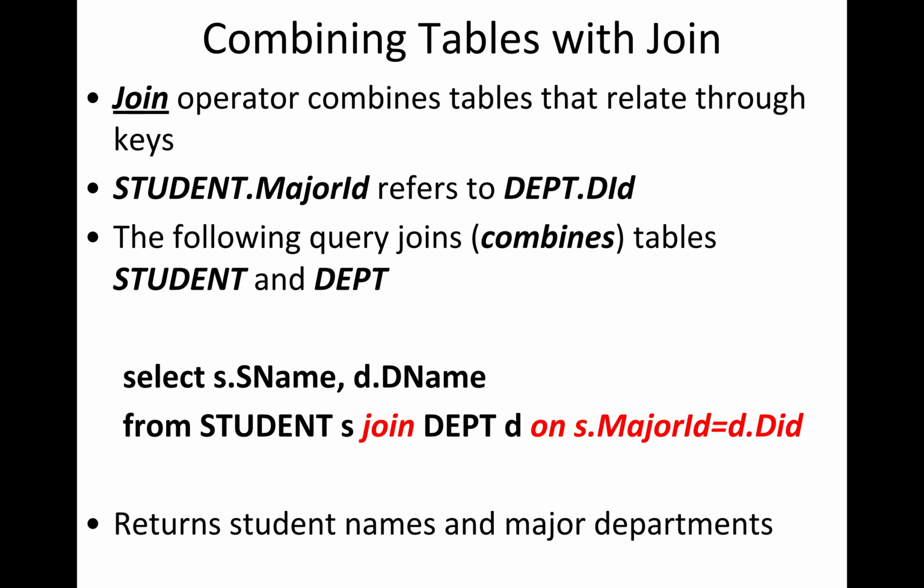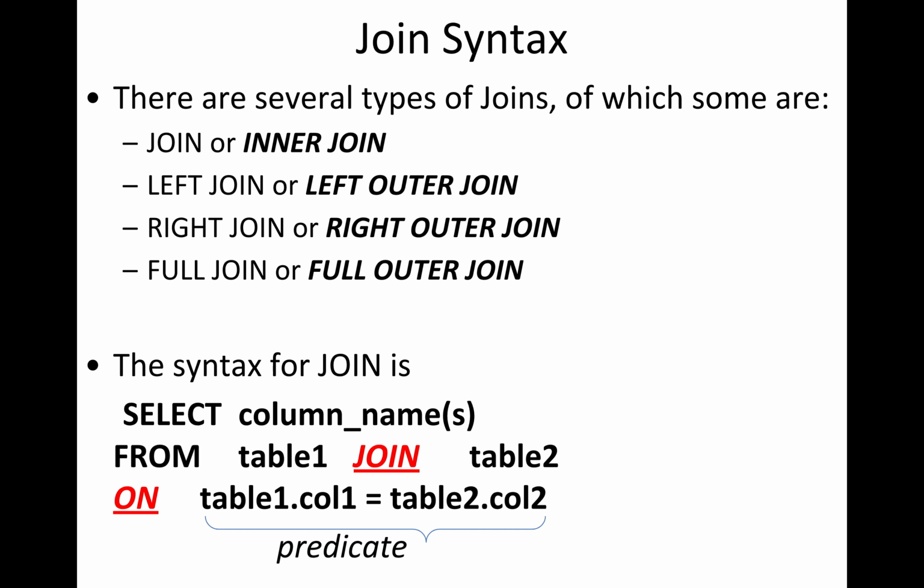Combining tables. To combine tables, we use the join syntax, where we list the names of the 2 tables that are being joined, right? Table 1 and table 2 are being joined on a particular predicate. This is the predicate on which we are identifying the primary keys and foreign keys that relate the various records.